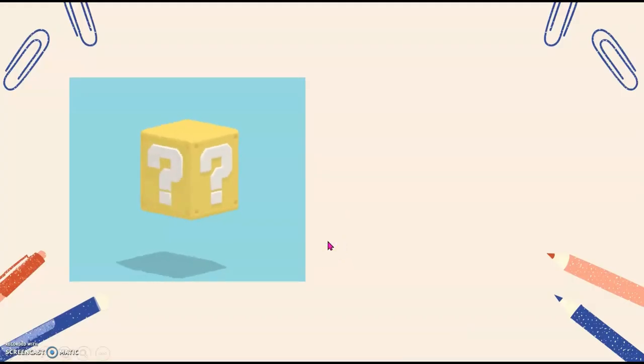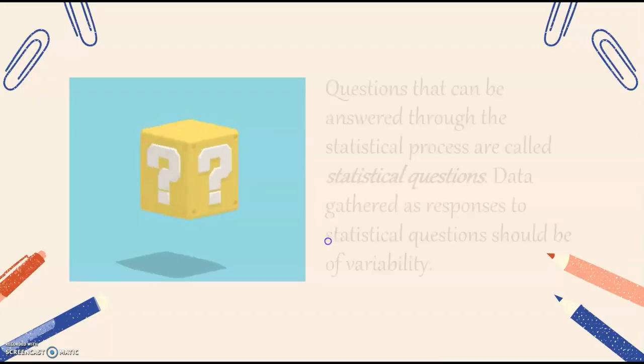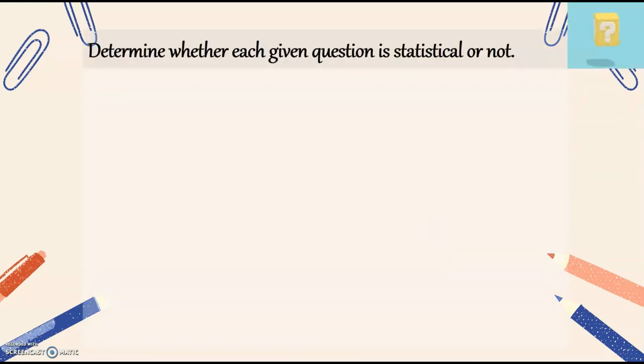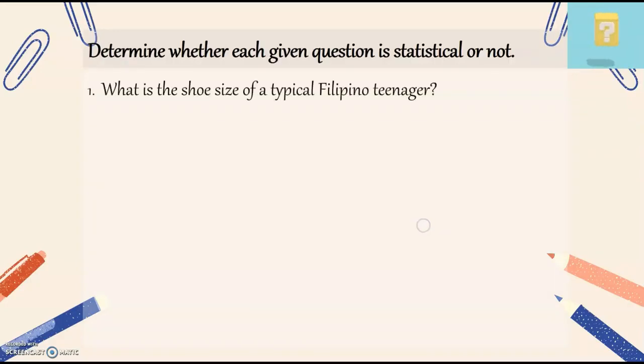Since statistical inquiries always start with asking a question or identifying the problem, it is a must that you ask the correct questions. Now, questions that can be answered through the statistical process are called statistical questions. Data gathered as responses to statistical questions should be different or of variability. Now, let's determine whether each given question is statistical or not.